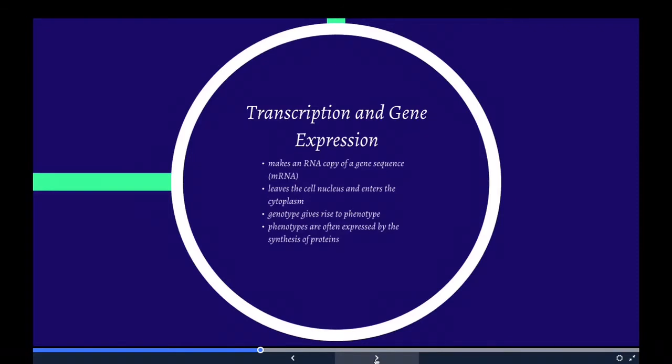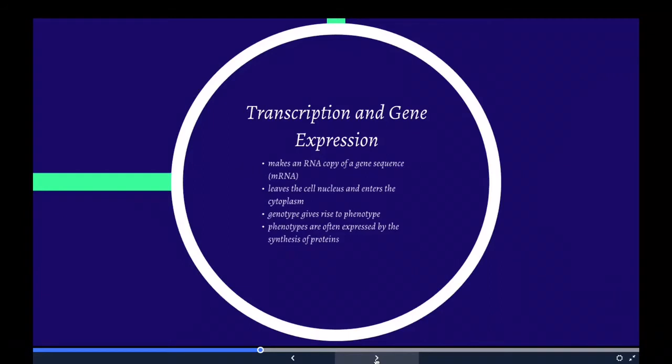Transcription is the process of making an RNA copy of a gene sequence. This copy, called a messenger RNA molecule, leaves the cell nucleus and enters the cytoplasm, where it directs the synthesis of the protein which it encodes.